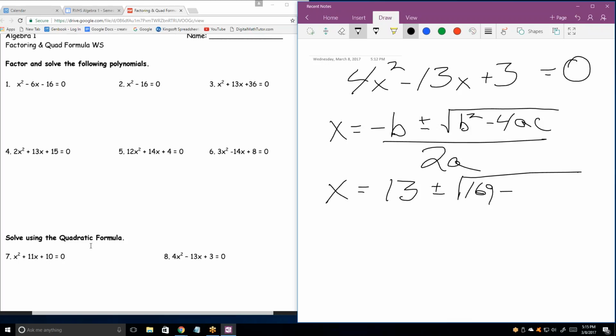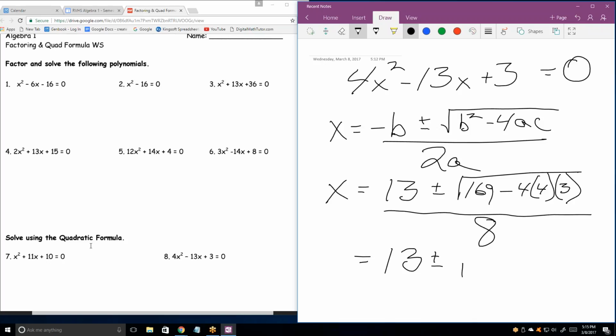Yeah. How should I write the rest of it? Minus 4 parentheses 4 parentheses 3 over 2. Not over 2, over 2a, which is 8. Over 8. Yeah. Now it's easy enough to simplify the inside, I think.